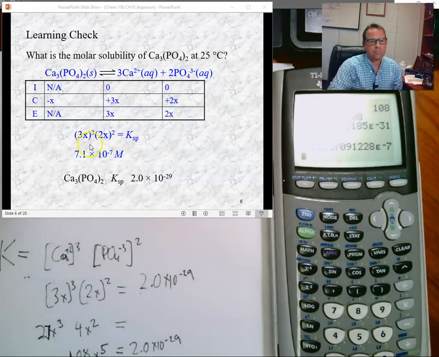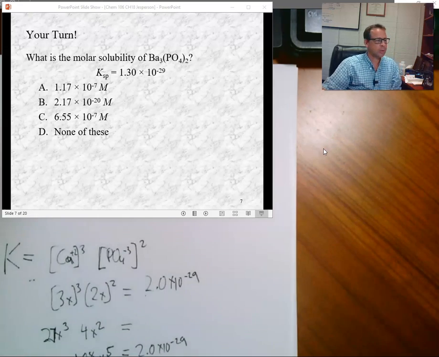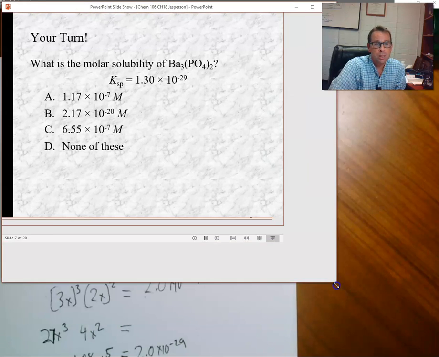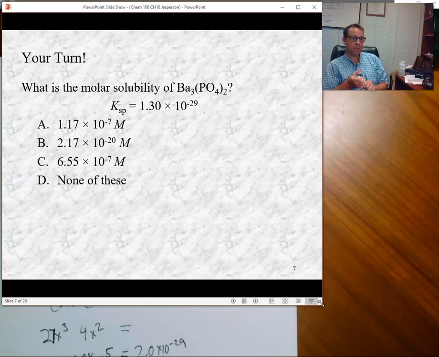Okay, so let's see if you guys got it. All right, why don't you guys take a shot at this one, try to find out what the molar solubility is. That's what x would be. Solve for x and find the molar solubility for barium phosphate. Molar solubility for barium phosphate.